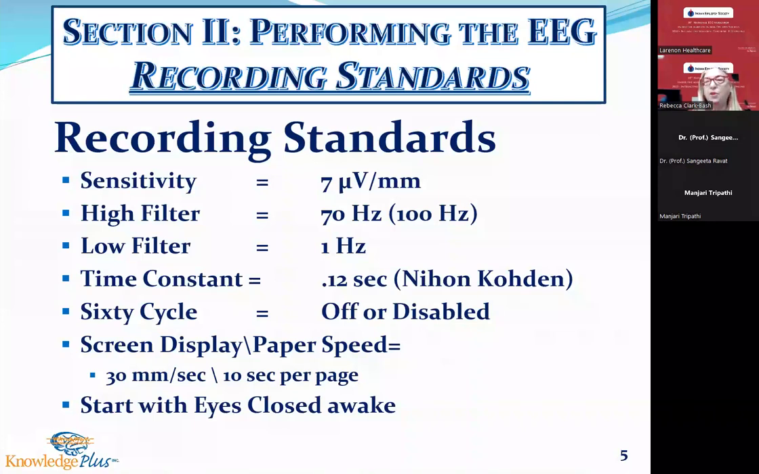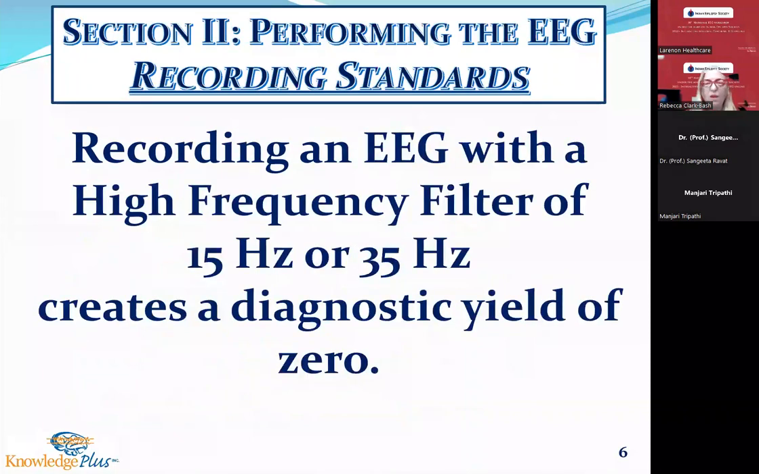Maybe it works fine in your lab, but when you get into an ICU setting, you have more artifact. We always start with eyes closed, awake. If you were to record an EEG with a high frequency filter of 15 hertz or 35 hertz, it can result in the EEG having a diagnostic yield of zero. So when we talk about the 15 hertz, why would the manufacturer put that on the EEG machine if we are never to use it?